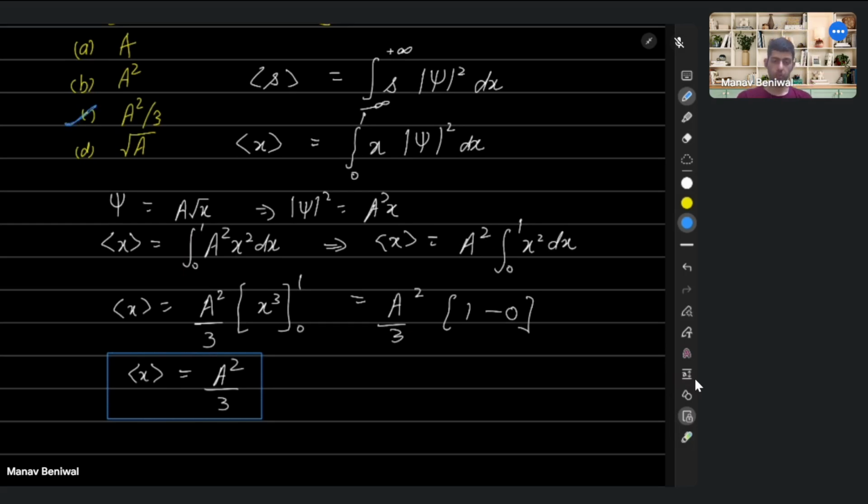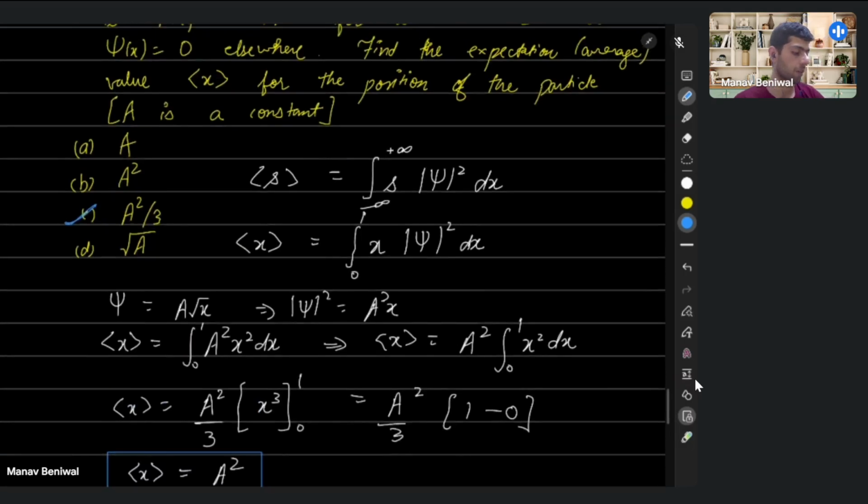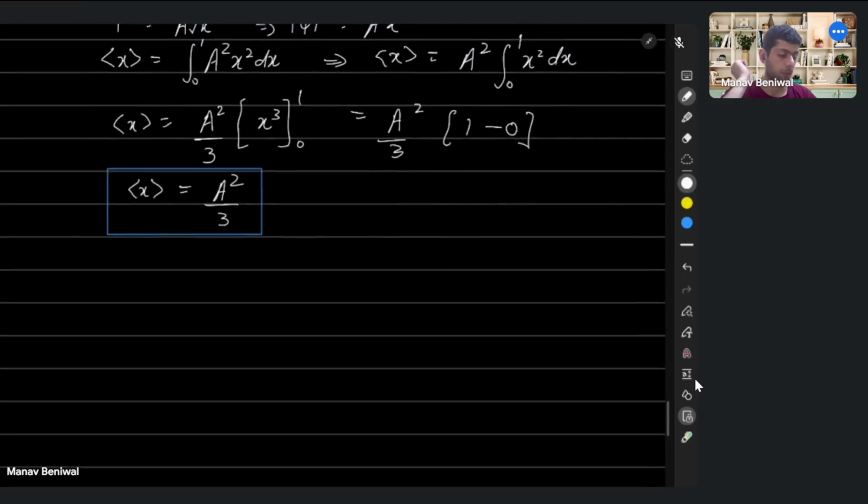So this was a pretty straightforward problem once we know how to define the expectation value, which is the average of any quantity s. So this is how you define the expectation value. Once we know the expectation value, we know how to get to the answer.